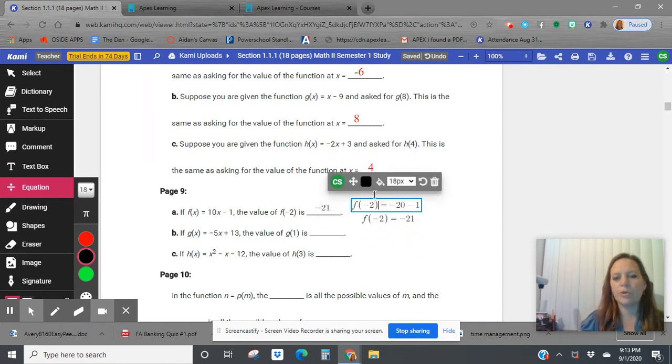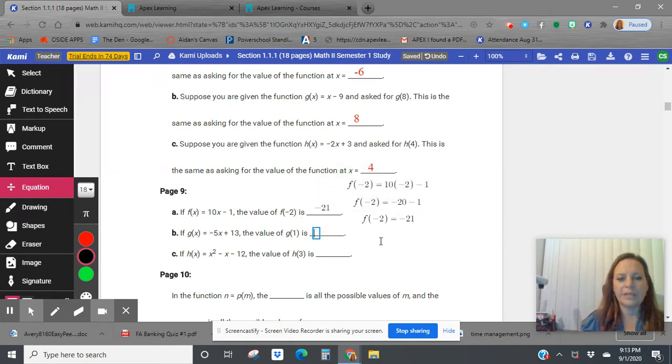When I go to show my work for the next one, I'm going to choose a different color so it stands out apart from these. For my g of 1, I'm going to use red. G of 1 is equal to negative 5 times 1, plugging in the 1 for x, plus 13. Notice I'm using parentheses to plug in.